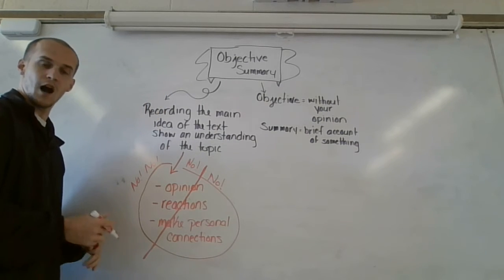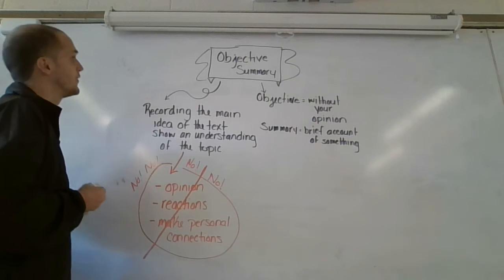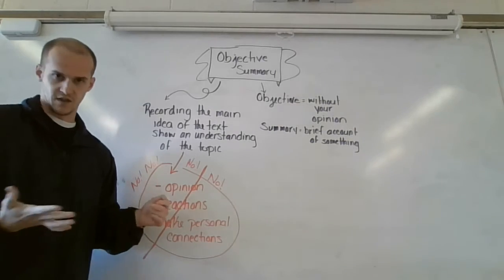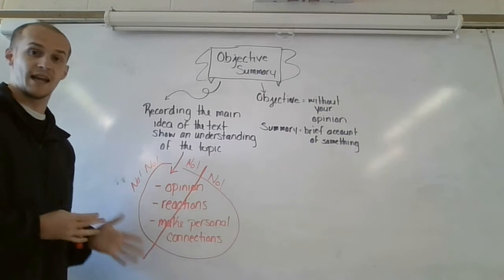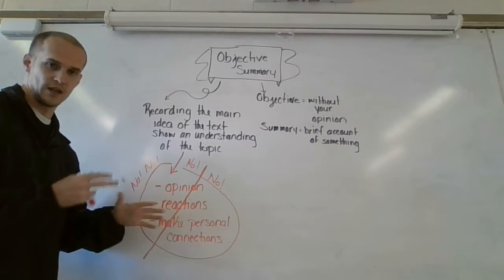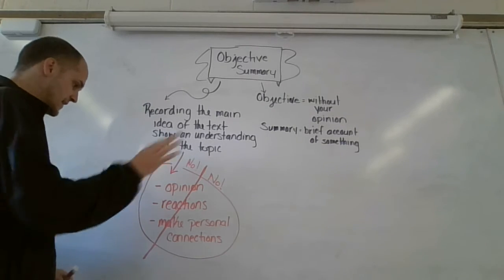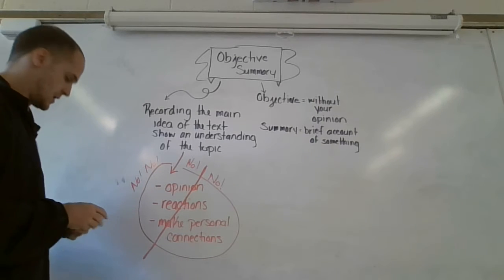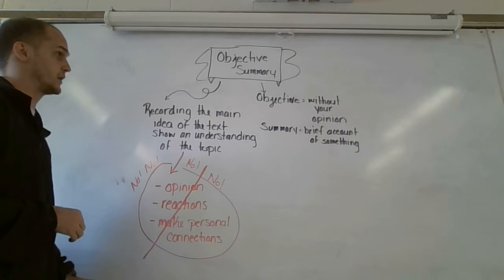All right, if I ask you a question and say which of the following is an objective summary of the text, you can eliminate answers that have personal opinions, personal reactions, personal connections. None of those will be in an objective summary.